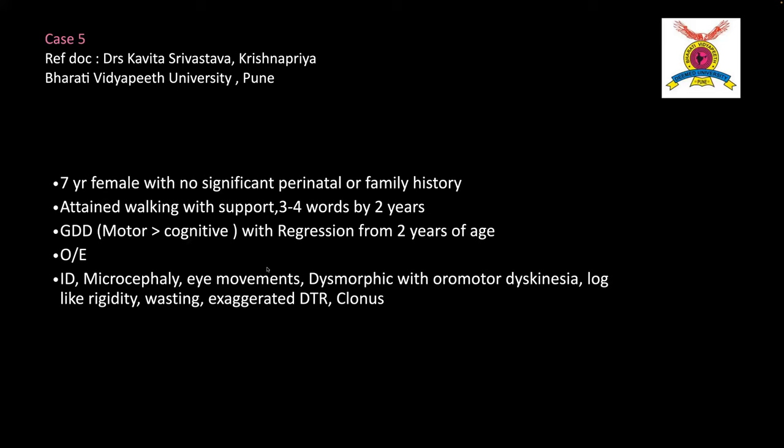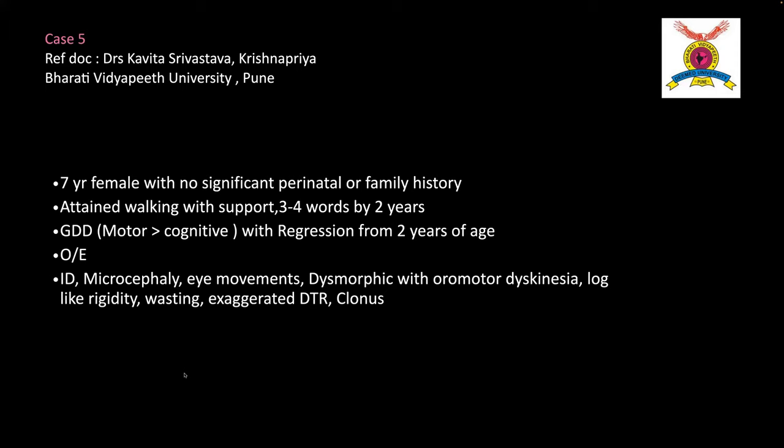Over to you, Krishna. Yes, so the second child here is a 7-year-old female with no significant perinatal or family history. She has 3 healthy siblings, who are all girls. She had a normal birth weight of 3 kg, and from 6 months of age, she was a failure to thrive child.